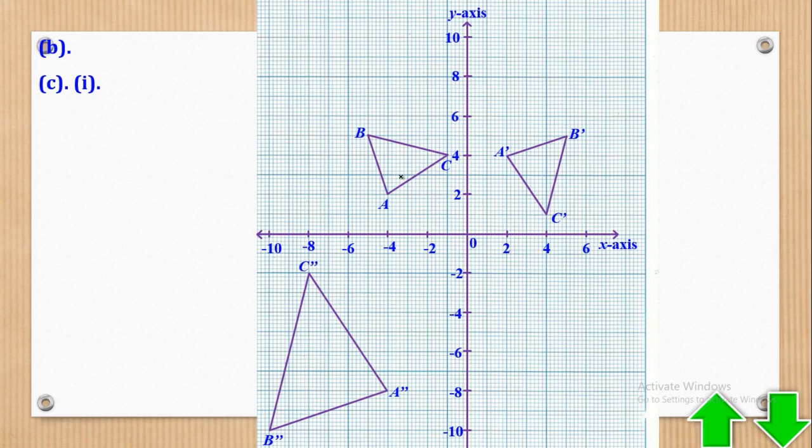So it is either enlargement or rotation. If it's enlargement, it implies that when you join the corresponding points, they will meet at a common point. For example, if I join A with A prime, C with C prime, and B with B prime, they will meet at a common point. But realize that these do not. Only two meet, but this one does not. That means that it is not enlargement. Therefore, it must be rotation.